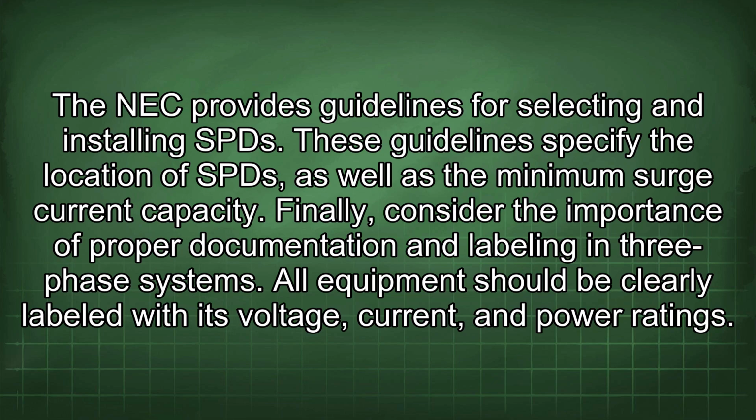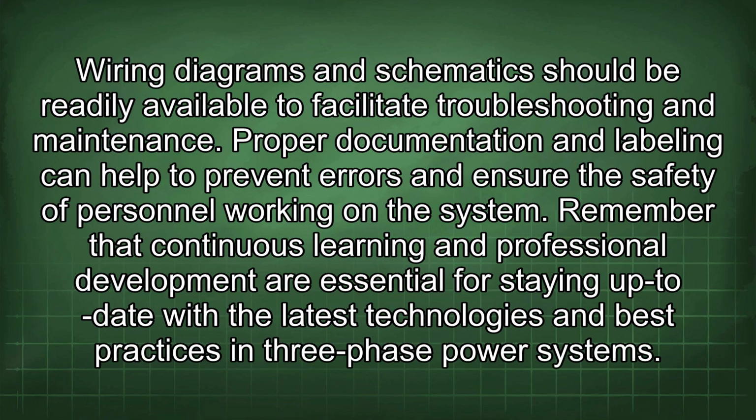Finally, consider the importance of proper documentation and labeling in three-phase systems. All equipment should be clearly labeled with its voltage, current, and power ratings. Wiring diagrams and schematics should be readily available to facilitate troubleshooting and maintenance. Proper documentation and labeling can help to prevent errors and ensure the safety of personnel working on the system.